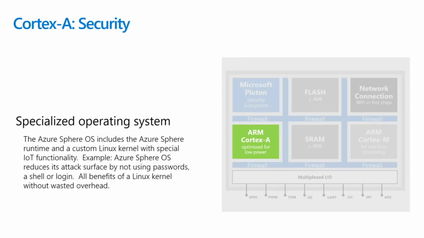It also has a special operating system. I'll get into the details in a little bit. So the OS includes our own runtime and a custom Linux kernel that's been focused on the IoT space. As an example, we talked about those default passwords. The Azure Sphere operating system doesn't have passwords. It doesn't have a shell. It doesn't have user accounts. Basically we took a portion of this space that you typically have with an OS and just excised it, which means we took that attack surface out of the equation.